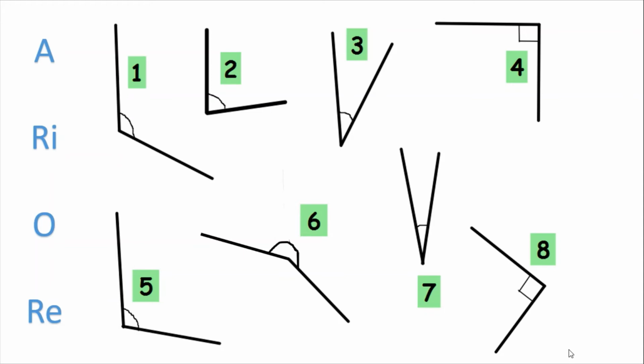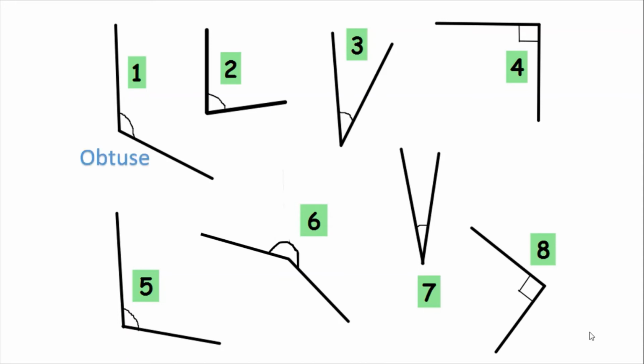So do pause and take time to talk it through or write it down, whichever you prefer. And then I'll go through the answers. All right, so pause now and have a think. Which type of angles are they? Right, so here are the answers. So do make sure you pause if you need some more time.